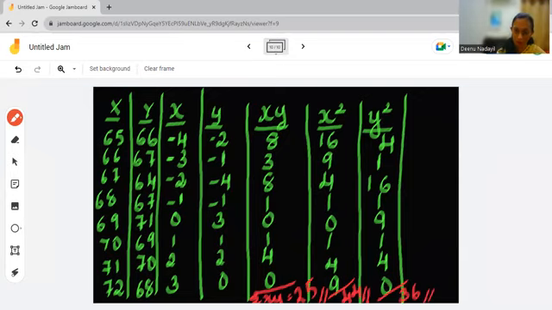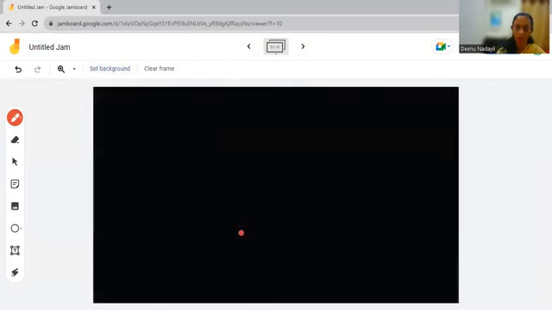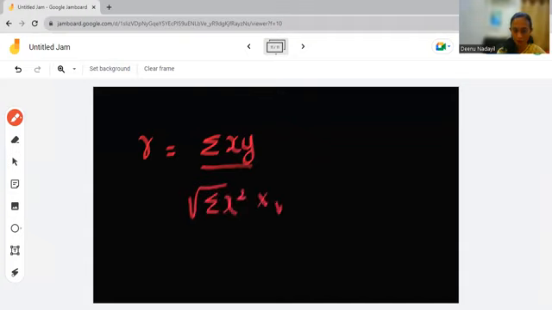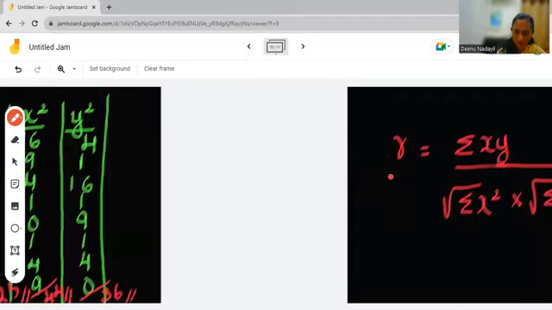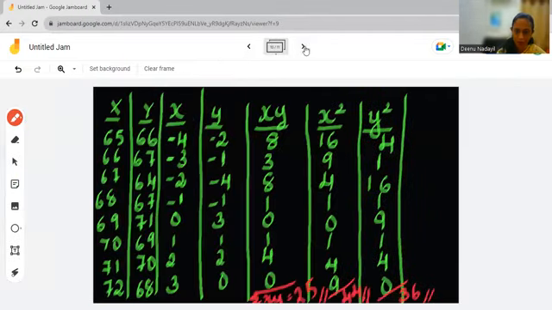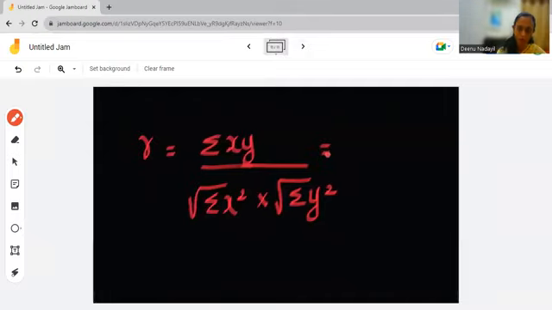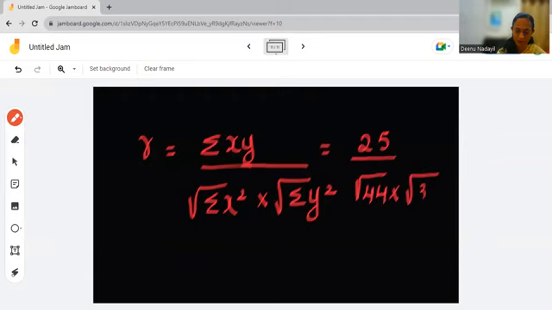Okay, now everything we got here. Now what we have to do? We have to just put in the formula to calculate the correlation coefficient. Gamma equal to sigma xy, write down the formula, divided by root of sigma x square into root of sigma y square. What was our sigma xy, students? Sigma xy is nothing but 25.